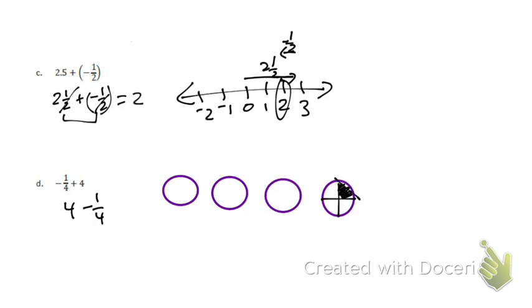So we take away that and put an X on that part. What's left? I still got 1, 2, 3. I don't have 4 anymore, right? I have 3 and what? 1/4, 2/4, 3/4. So we should get 3 and 3/4.